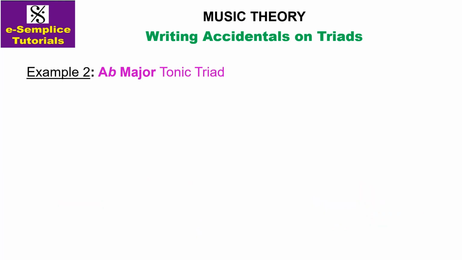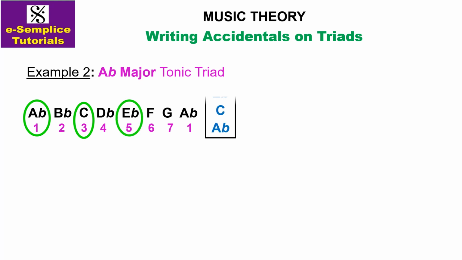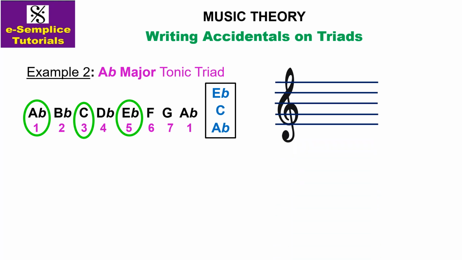Let's take example 2. A flat major tonic triad. As usual, the notes in the scale of A flat major, the degrees of the scale, the tonic, the third, the fifth, as usual, stack. You have A flat, C, and E flat. Now, let's try this. As usual, A, C, and E.